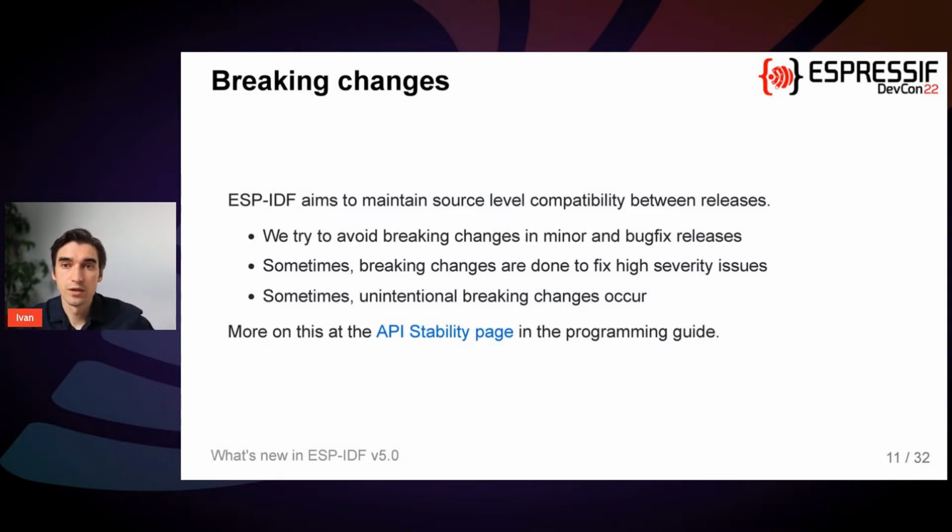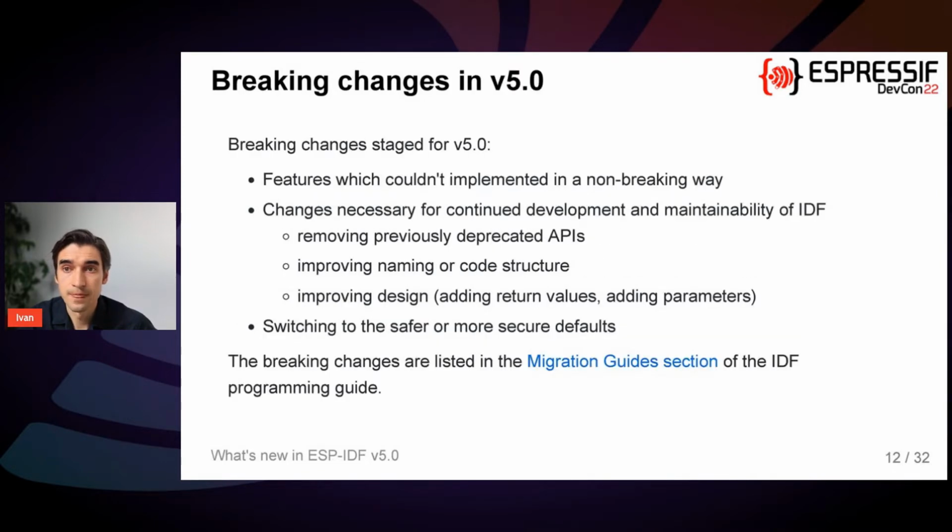So in this case, we appreciate reports or issues on our ESP-IDF GitHub repository. If the users find some breaking change, then typically we try to fix it in the next bug fix release. More information on API stability you can find in the API stability page of the ESP-IDF programming guide. So now that we talked about breaking changes in general, let's move on to the main topic, and that is 5.0.